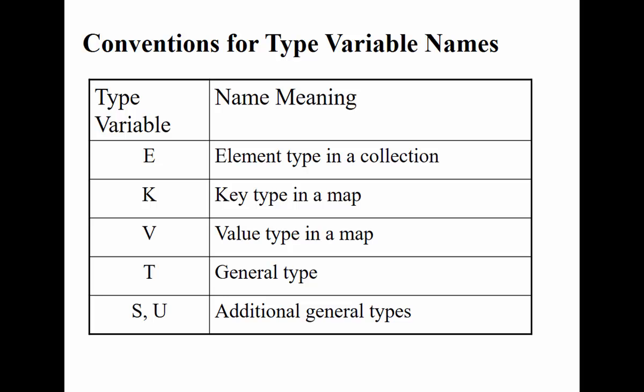V will be the value for the map. And T capital for a general type. As we saw in the previous slide, we use T capital for a general type. You can replace it with anything you need. S and U are additional types that you can use. But even this is not restricted. And you saw in the previous slide, I used P capital. Okay?